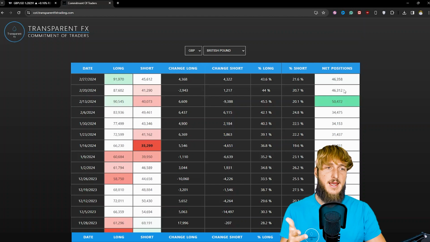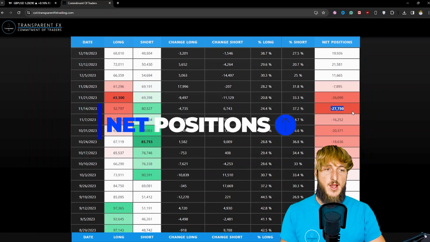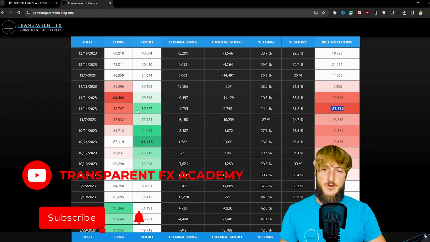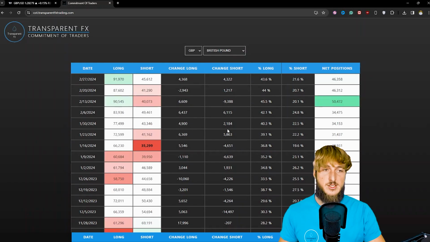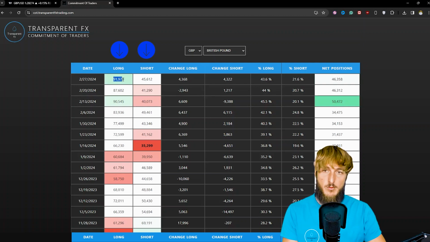And what we can see is that with the last reports, net positions have massively increased. We went from having minus 27.7k net positions, so a situation in which we had way more shorts than longs on the institutional side of the market with 80.5k shorts compared to only 52.7k longs, all the way up to now having a positive net positioning of 46.3k net positions with the complete opposite, so way more longs than shorts, 91.9k longs compared to only 45.6k shorts. So GBPUSD is getting quite strong from an institutional perspective.